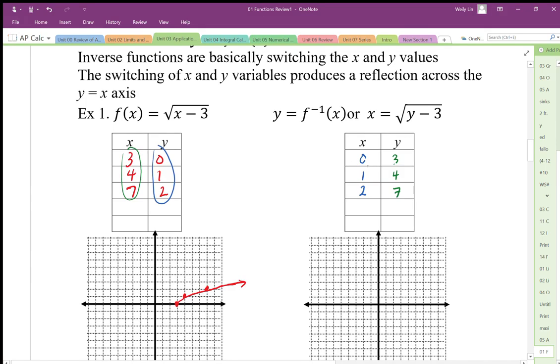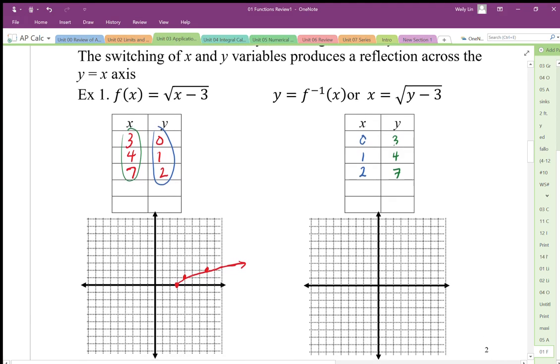Switching the x and y coordinates, switching x and y variables really are the same thing. And when I graph this new function, this is what my inverse is going to look like. It's going to be 0, 3, 1, 4, and 2, 7.